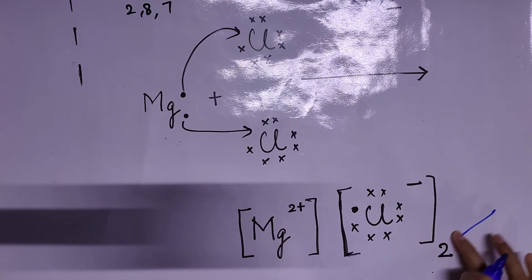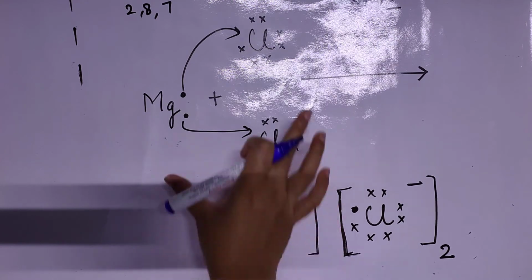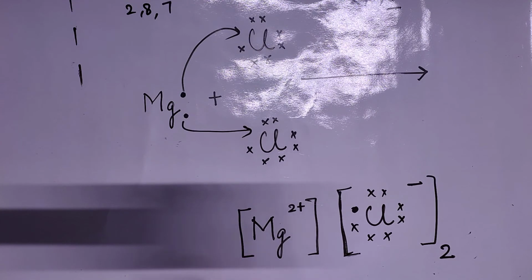So I hope that now the formation of magnesium chloride is clear to you. This is the final step. These 2 steps are very important, and the arrow also has its own significance, showing how, and from where to where, electrons are getting transferred. So this is the formation of magnesium chloride. Thank you.